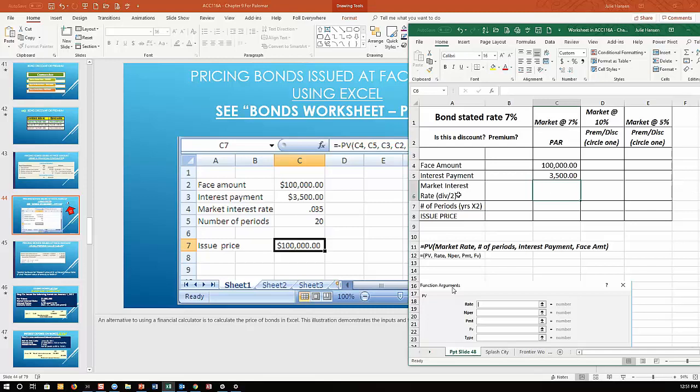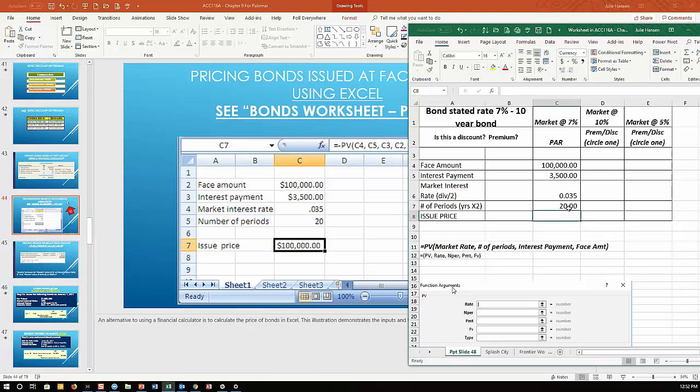All right. What's the market interest rate? Well, if the market is also paying 7%, I need to actually divide that by 2, so 0.07 divided by 2. And then how many periods is this bond? In this case, it is a 10-year bond. I'm going to put that up here for you guys because I didn't. So it's a 10-year bond. And so the number of periods: if it's a 10-year bond and I'm being paid twice a year, or semi-annually, that means I'm going to have 20 periods.